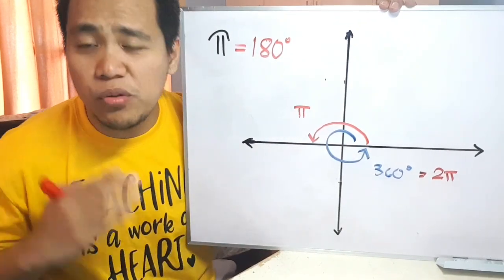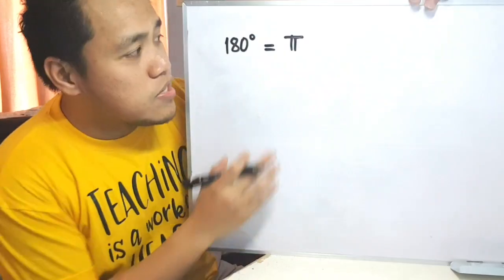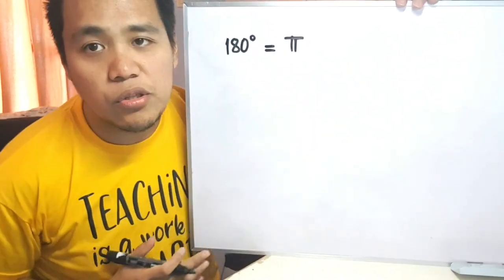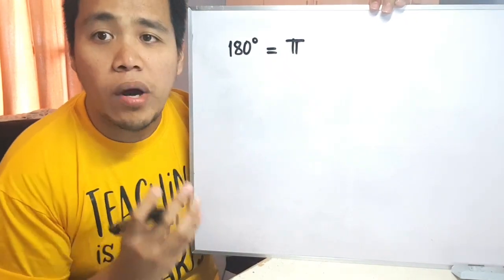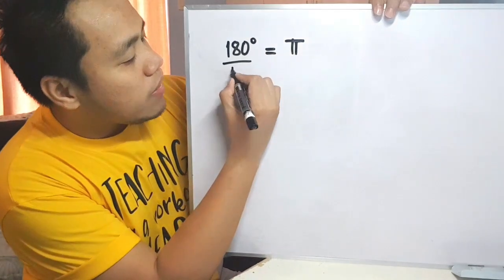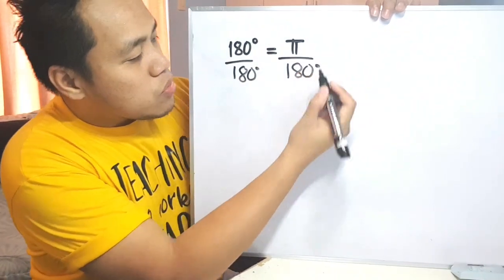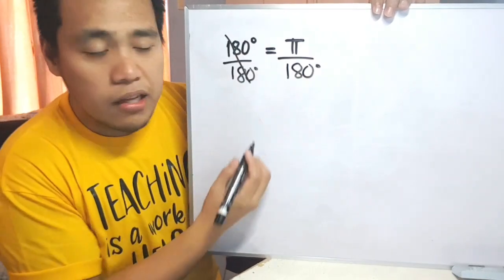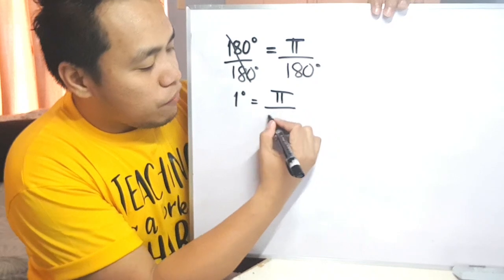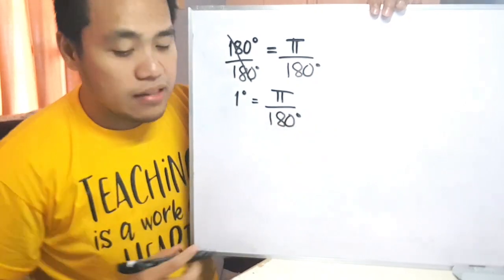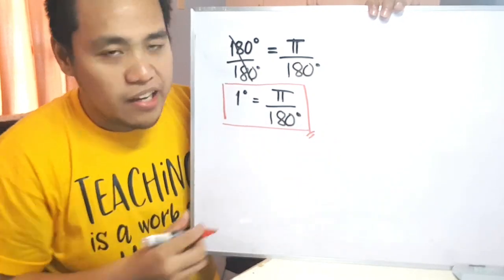So how are we going to convert degree to radian and radian to degree? Since 180 degrees is equivalent to pi, to determine the equivalent of 1 degree, we simply divide both sides by 180 degrees. By canceling, it will become 1, and that is equivalent to pi over 180. This is the equivalent of 1 degree in radian.